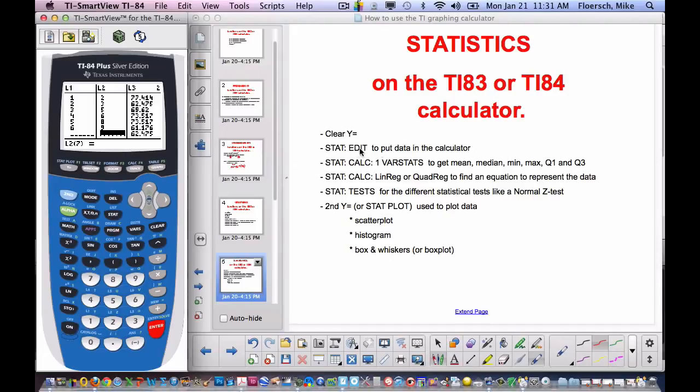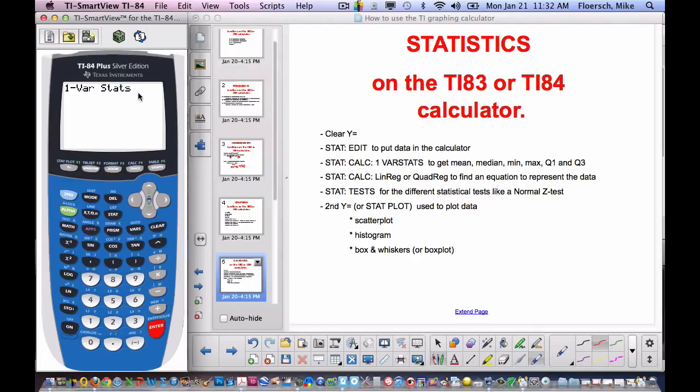Let's go through. I've plugged them in, stat edit to put the data into the calculator. Now I'm going to go stat calc, one variable stats, to get mean, median, mode, all those things. So now I just do second quit, and I do stat, scroll to the right one, which is calc. One variable stats is what I'm interested in, so I hit enter. And without putting anything in, it'll look at list 1 for me.